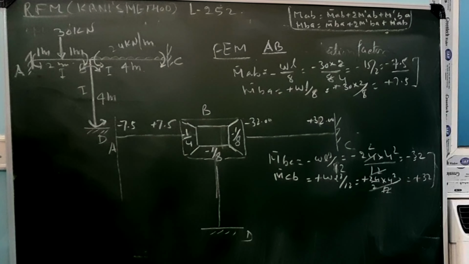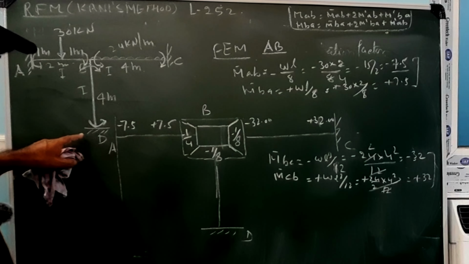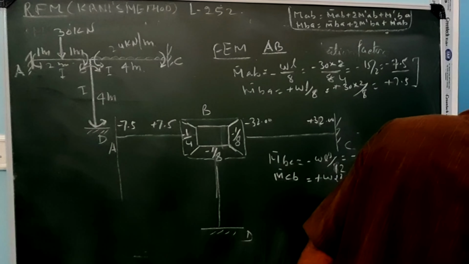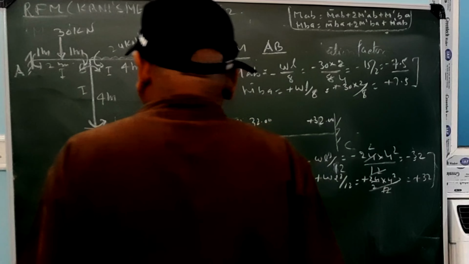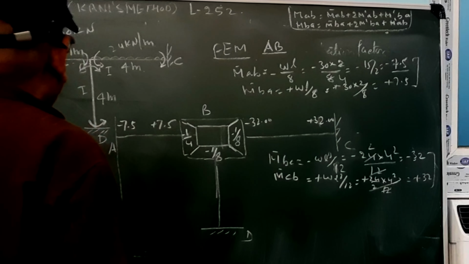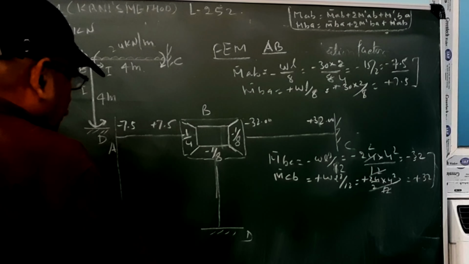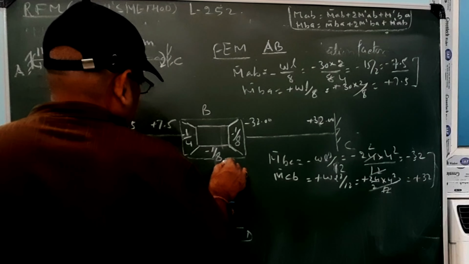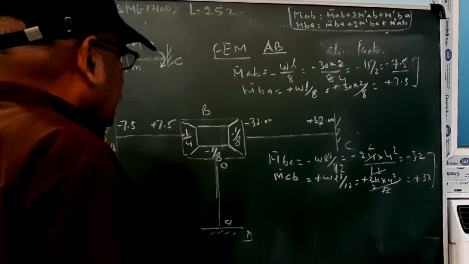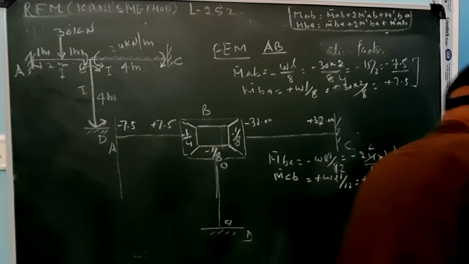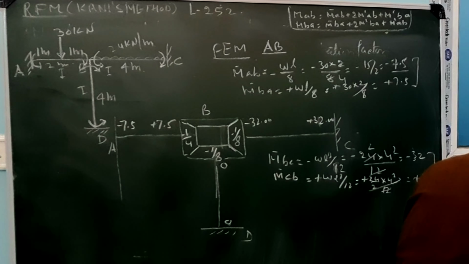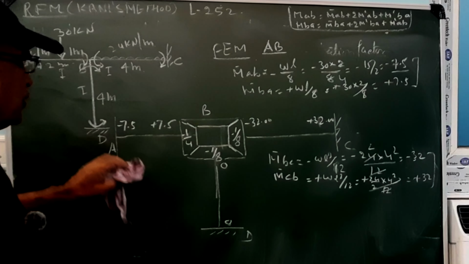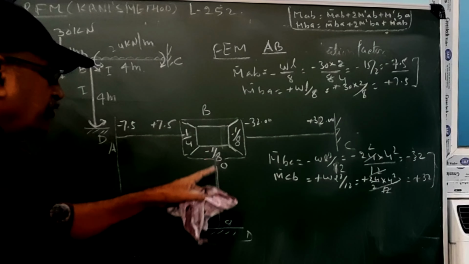What about this span? Is there any loading in it? There is no loading, so this is 0, 0. This will be 0 and this will be 0. There is no loading, so we have put 0, 0.